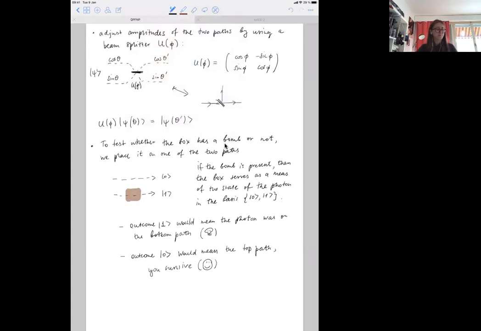Okay. And if there was no bomb in the box, then the measurement does not happen.